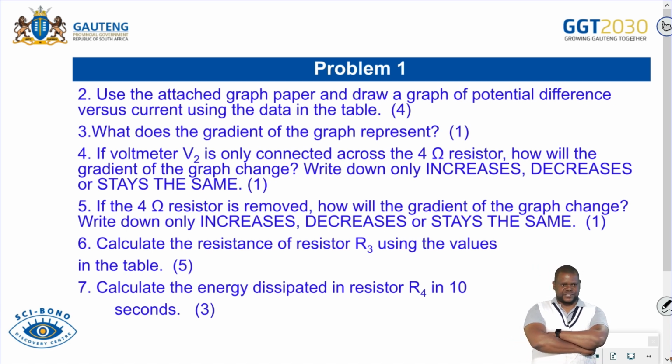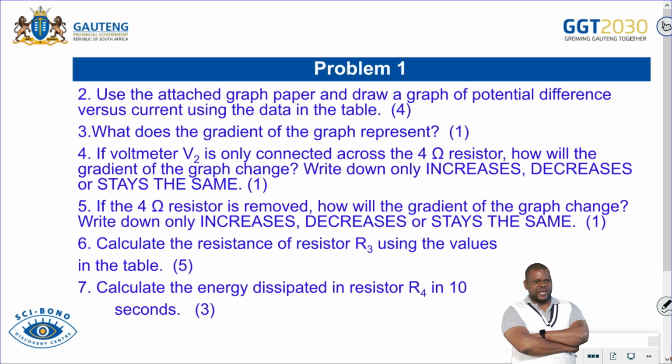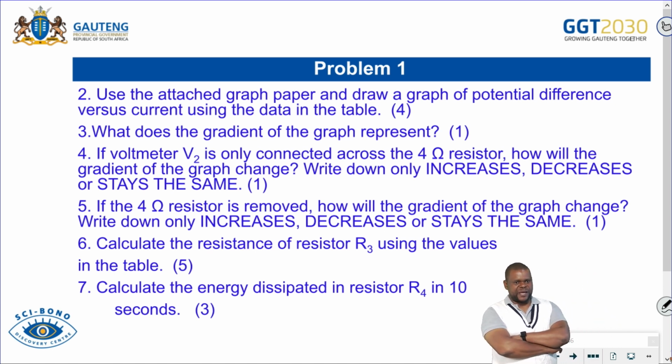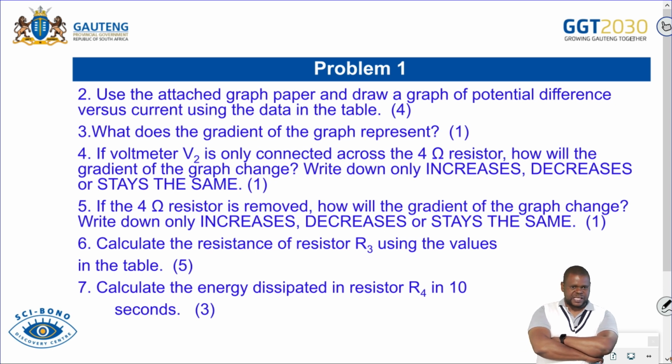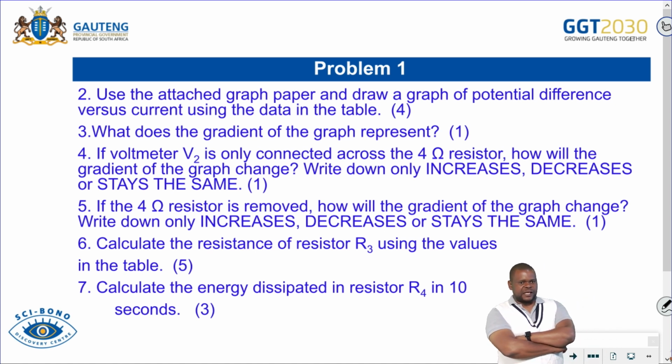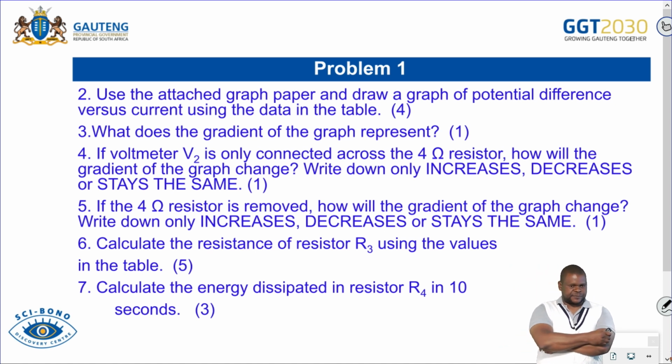Number six: calculate the resistance of resistor R3 using the values in the table. And then number seven: calculate the energy dissipated in resistor R4 in 10 seconds. We've given the time there. When you check the table, we are given the values where we know the voltage, which is the potential difference, and we know the current, which is in amperes.